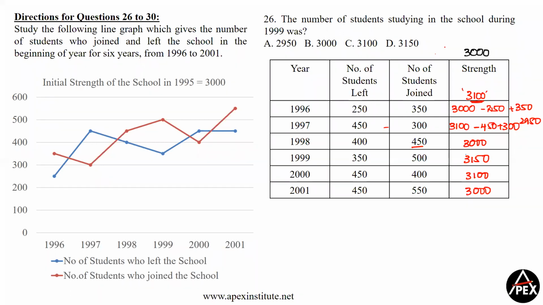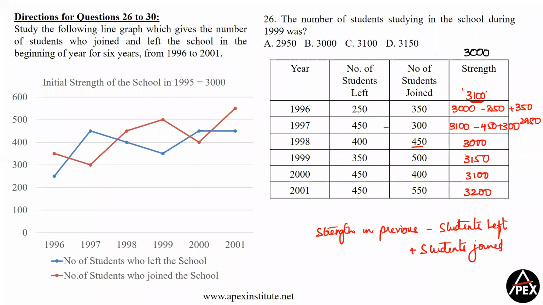So we can determine the strength of the school from the strength in the previous year. In 2001 it's 3200. Yeah, 3200. So the formula is: strength in previous year, minus number of students left, plus number of students joined. Now we have the strength of the school for all these years. The number of students studying in the school during 1999 was 3150. So the answer for this question should be option B.